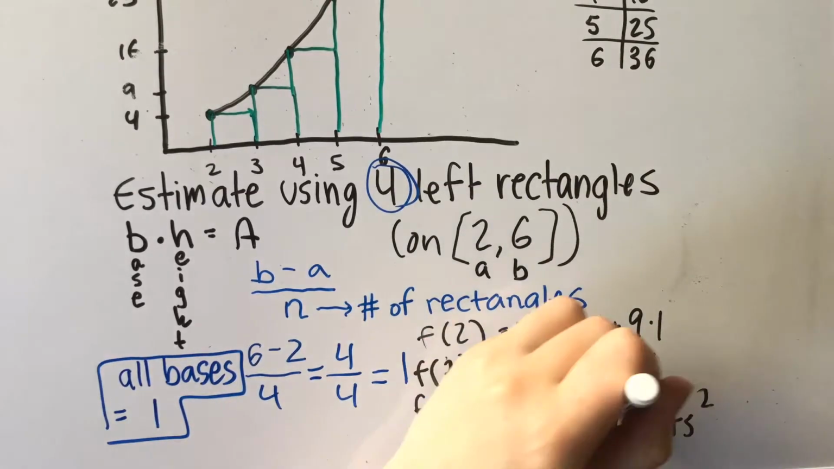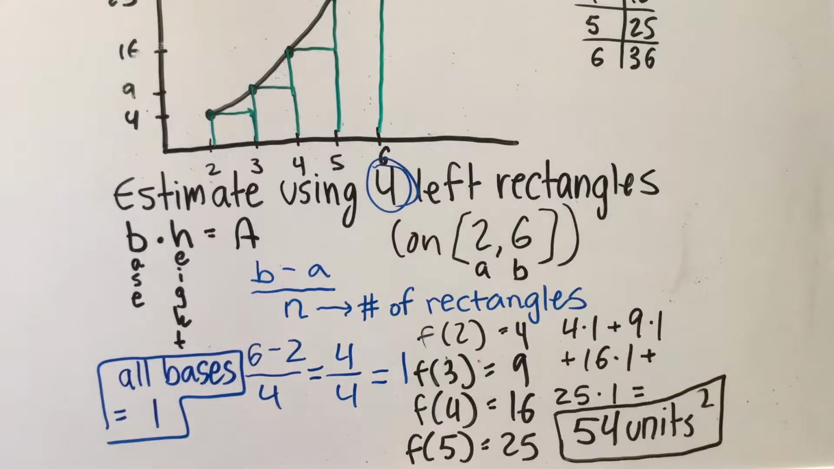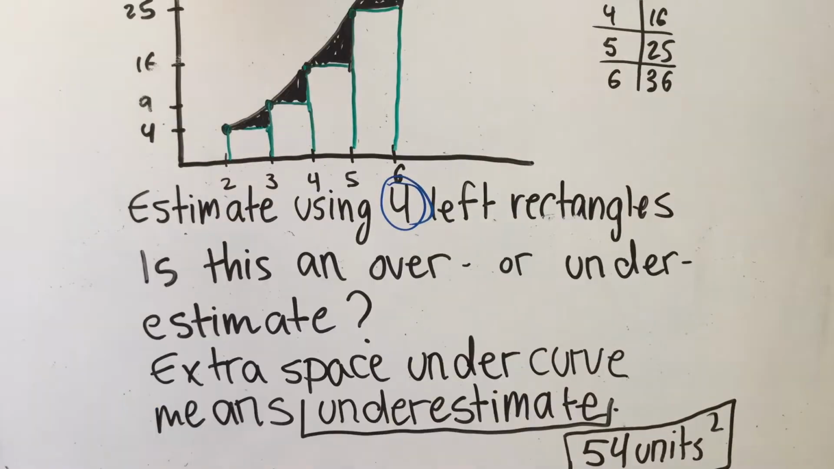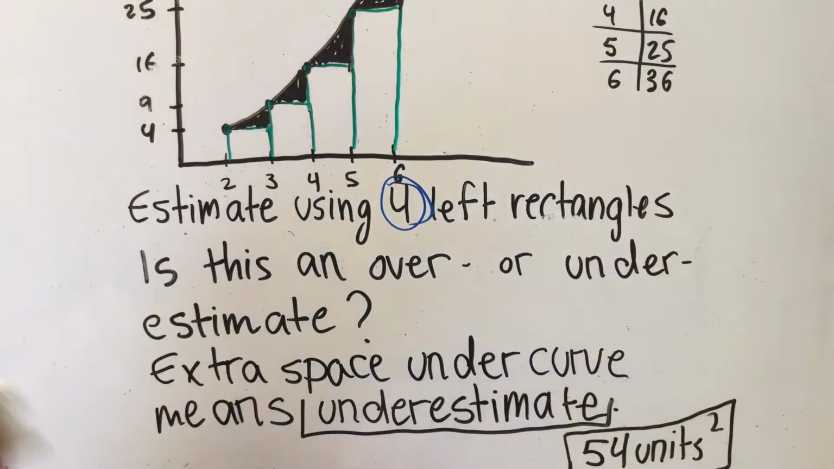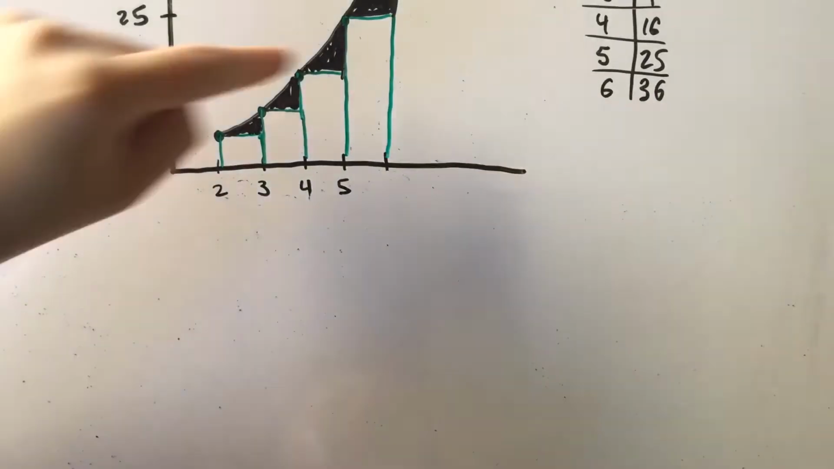And then one more question now, is this an overestimate or an underestimate of the actual area? And what I did is I shaded in the space that's left underneath the graph, and we can see that there's extra space that hasn't been accounted for under the curve, which means it's definitely going to be an underestimate.